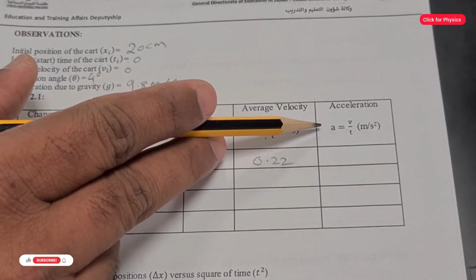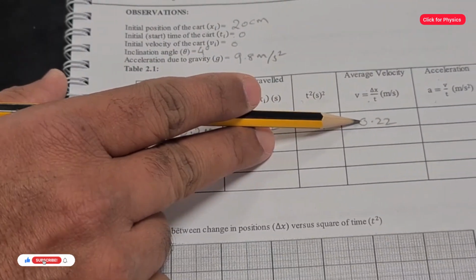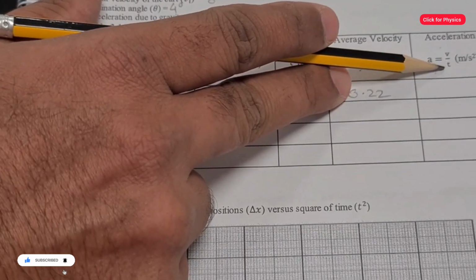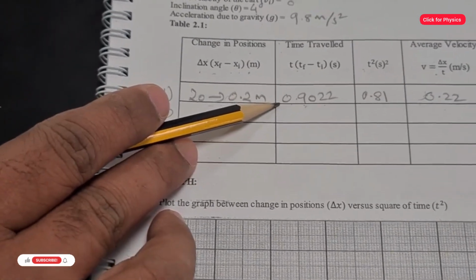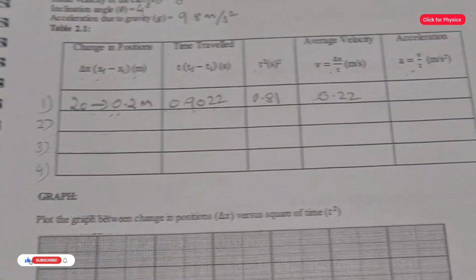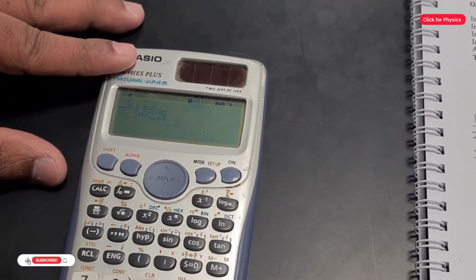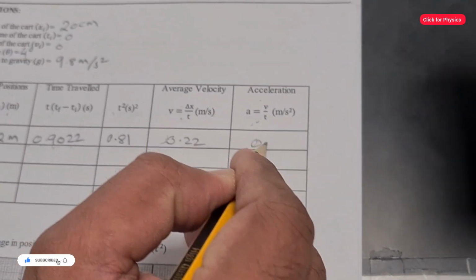And then I have to find the average acceleration. What's the formula for average acceleration? Velocity divided by time. Velocity we already got as 0.22, and I have to divide this one more time by the time. So 0.22 divided by the same time, 0.9022, I will get the acceleration. So let's divide. Here I got the acceleration value as 0.24. So I have to write this number.